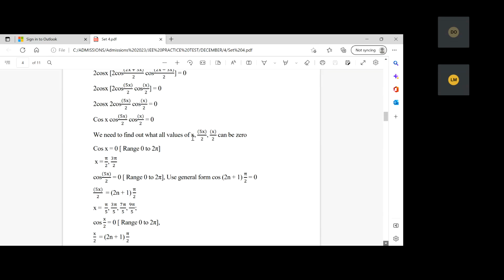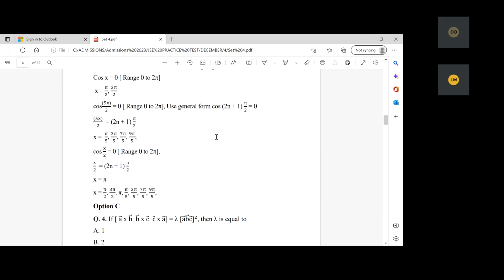So what will happen for cos x? Which values will satisfy for cos 5x by 2, and which values will satisfy for cos x by 2? This is something which you need to find out. So I hope the question is clear. And yes, I think we can solve the next question.